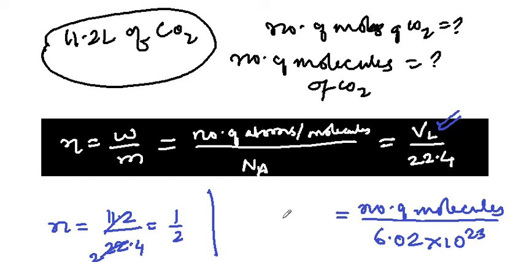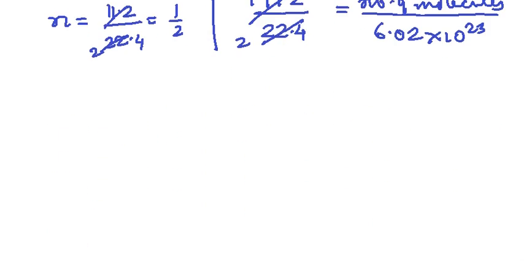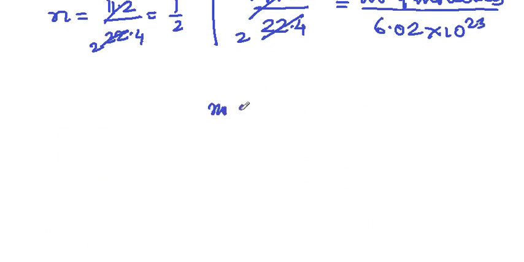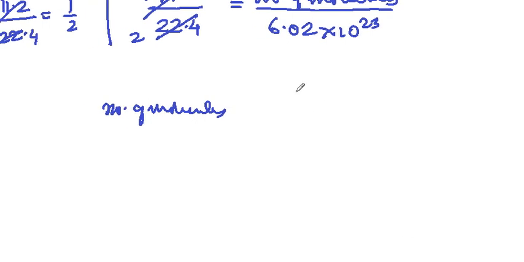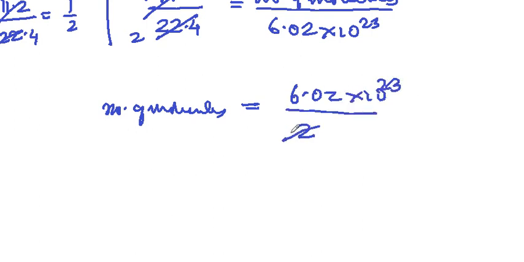In any case, if you don't have the moles, then you can simply use the volume that is provided to you. So volume is, let's say, 11.2, and this is divided by 22.4, so that is 1 by 2. Which means we will have the number of molecules as 6.02 into 10 to the power of 23 divided by 2, so that would come out as 3.01.